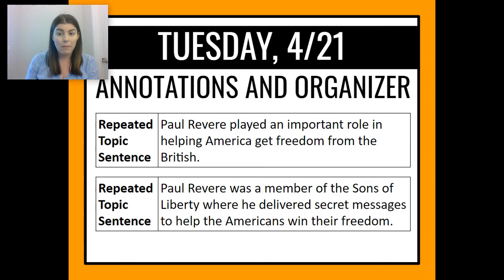I know that when I'm coming up with a main idea, I want to take my two repeated topic sentences and I want to synthesize them into one main idea. So I want you to think for a second, how could we put these two topic sentences together? On go, I want you to take a moment to think. You can even write it down on a scratch piece of paper, but I'm going to give you about 20 seconds to think through what the main idea of this passage is.